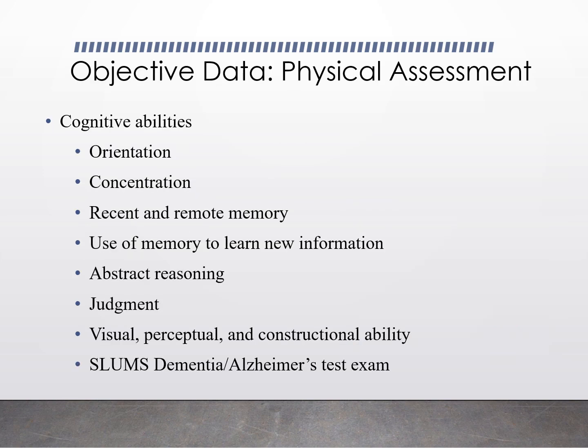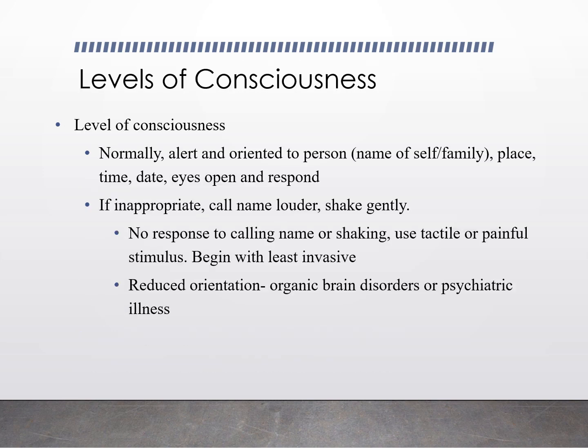So their cognitive abilities, some of the details about these cognitive abilities: orientation, concentration, recent and remote memory, use of memory to learn new information or new learning, abstract and judgment. The SLUMS test is something that maybe you've heard of that we use to evaluate some of these pieces, trying to identify patients who are at risk for Alzheimer's. So I break down all these pieces for you and how you're assessing these.